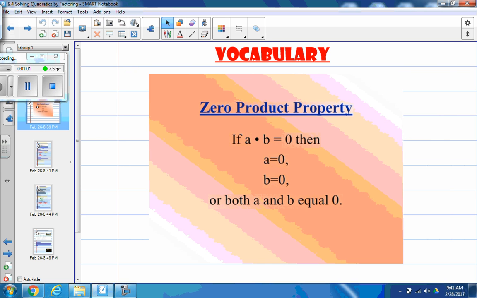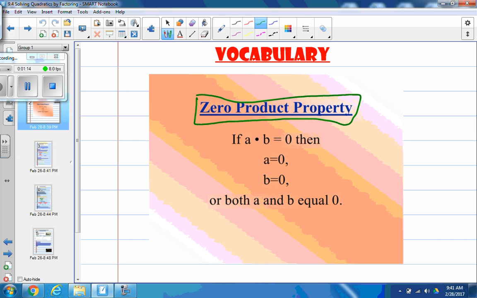So it goes back to what we learned last chapter about factoring, kind of the FOIL in reverse. All right, so here's our one. It's not even really vocabulary. It's a property. It's a very basic property, but it's very important to this lesson, and it's called the zero product property. This will sound like common sense to you, hopefully, but it states if a times b equals 0, then either a equals 0 or b equals 0, or both a and b equal 0. So we're going to use that property in solving quadratics today.